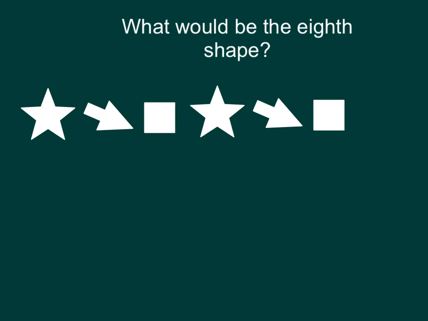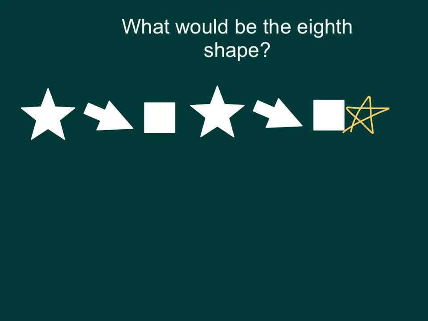This is going to be a review of patterns, which was from the first advisory. So hopefully it won't be too terribly difficult. So here we have a pattern, and it said what would be the eighth shape. And so we've got star, arrow, square, star, arrow, square. Okay, so we can determine that star, arrow, square is how our pattern goes. So the next one after that would be star.